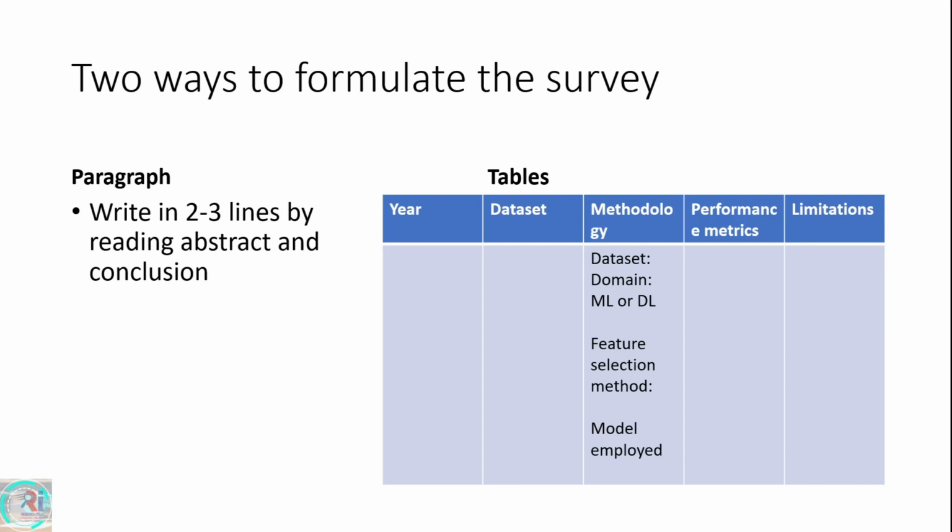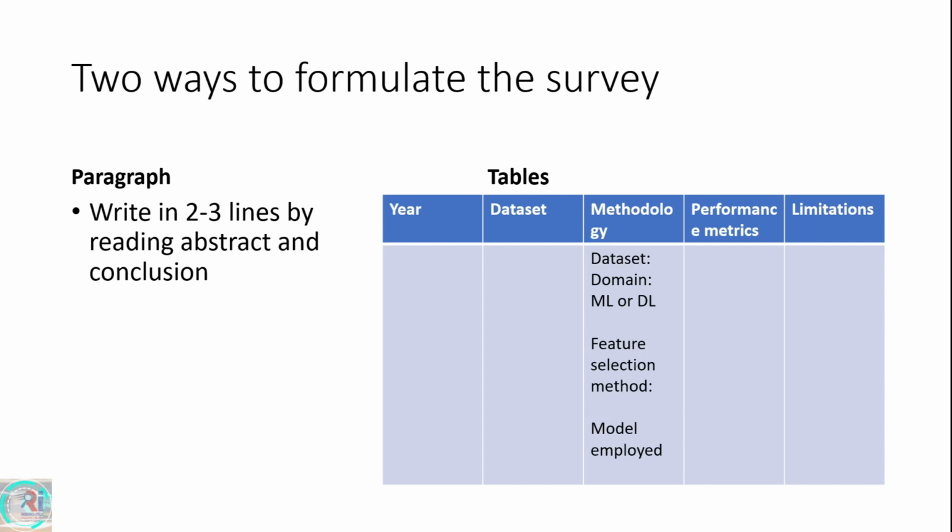Once the papers have been downloaded, we can formulate in 2 ways. First one is writing in paragraph form. In the paragraph, you need to include the year the author published this work, the data set, the methodology they used, the performance they achieved, and the limitation. That needs to be written in 2 to 3 lines of a paragraph.